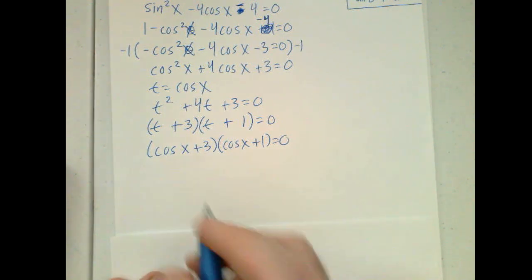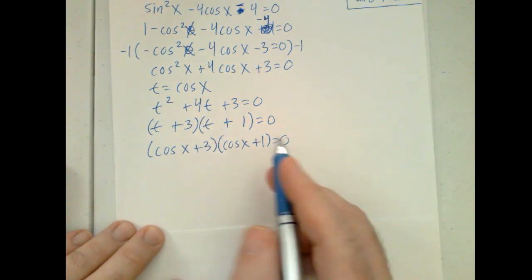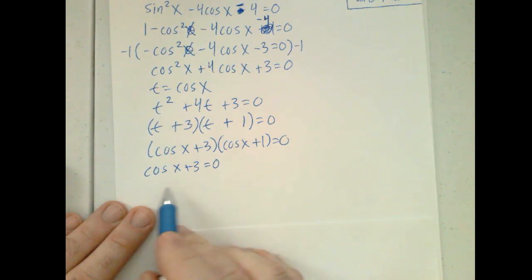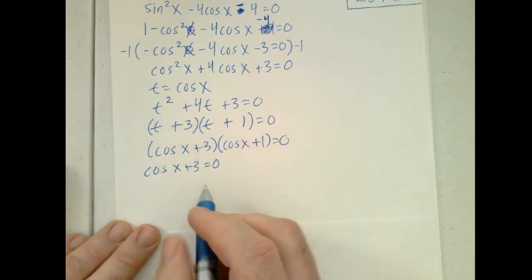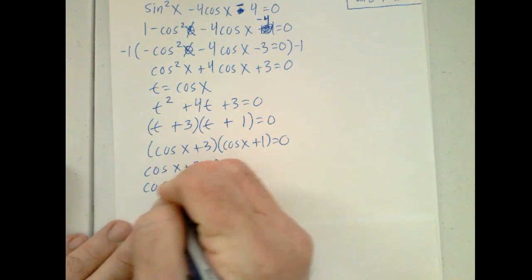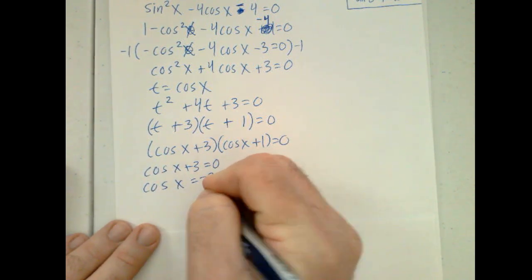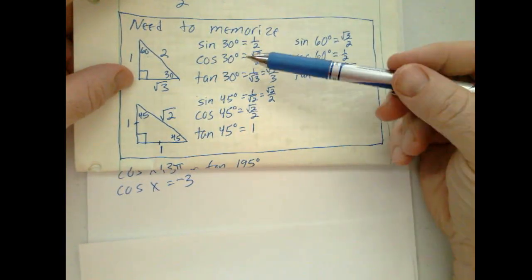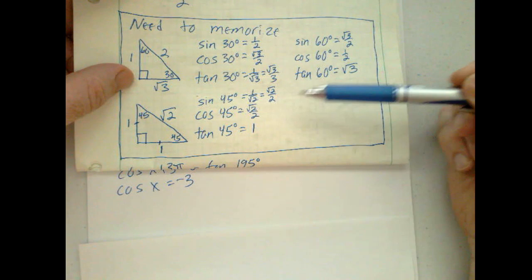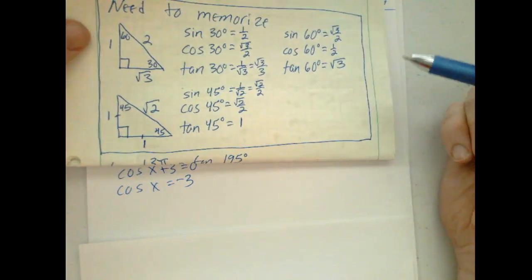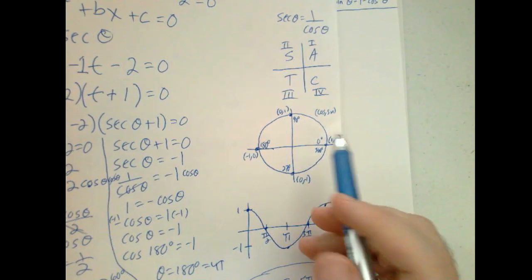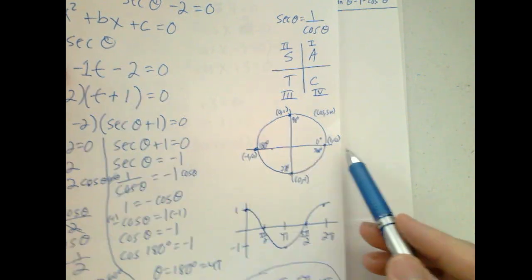And then what we're going to do is set this equal to 0, and then this equal to 0 independently. So first we're going to focus on cosine x plus 3 equals 0. Subtract 3 from both sides, you get cosine x equals negative 3. And if we go to our special triangles, right here, none of our cosines is equal to 3. And then on our unit circle that I showed on a previous problem, there's no value of 3 for cosine.